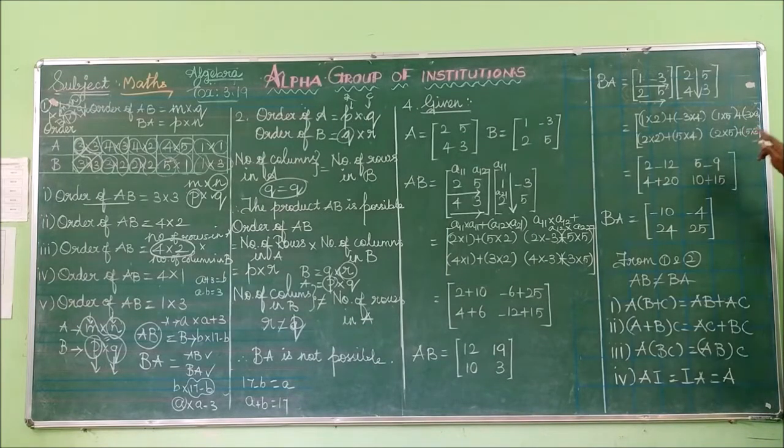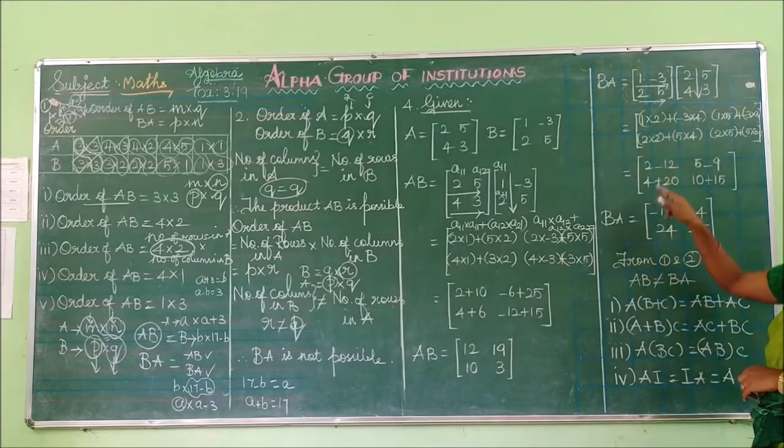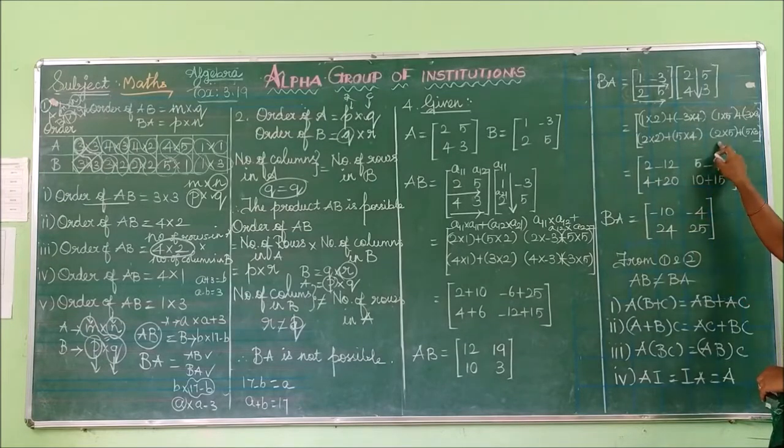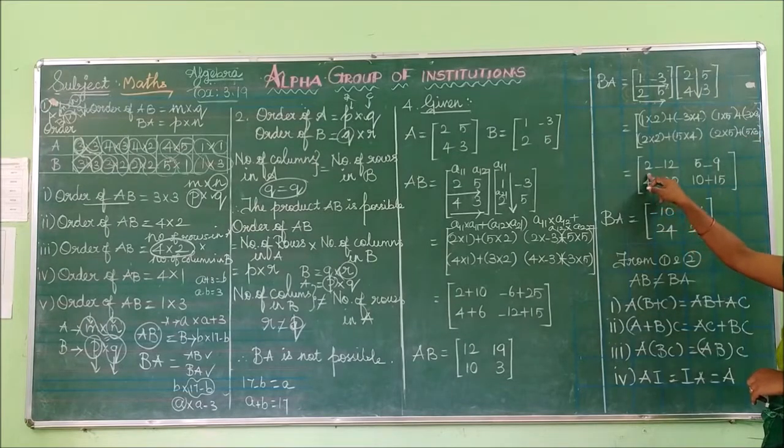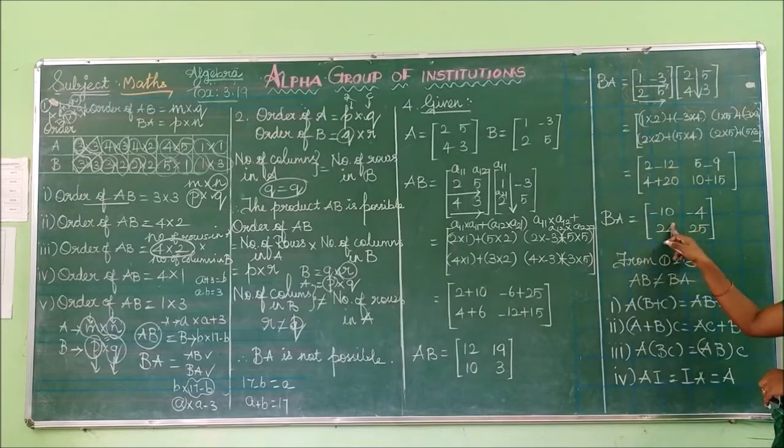Here the sign is plus, so minus into plus is minus 9. Next, 2 into 2 is 4 plus 5 into 4 is 20. Here 5 into 2 is 10. 5 into 3 is 15. Now you can subtract: minus 12 plus 2. Here our answer is minus 10.